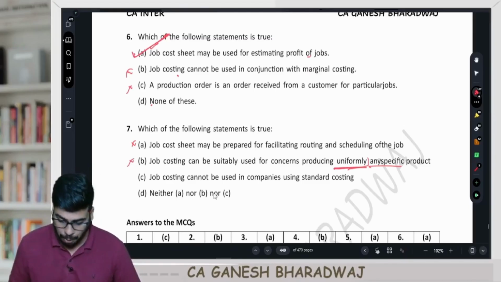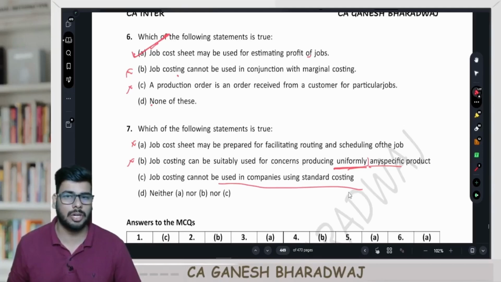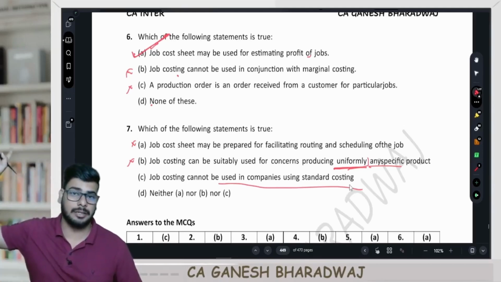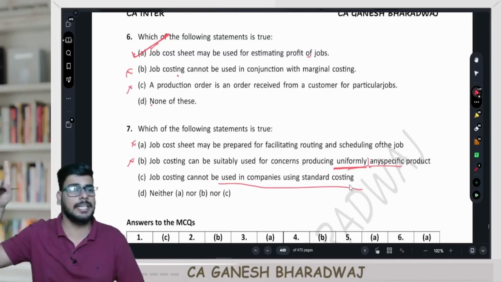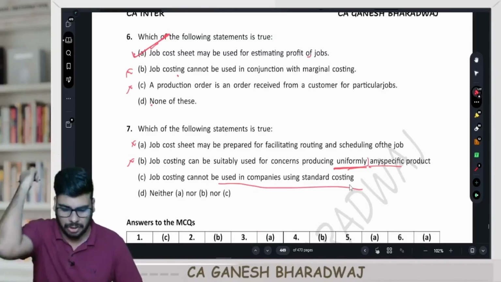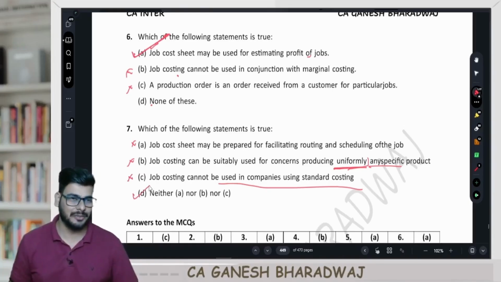Next, job costing cannot be used in companies using standard costing. Is it true or not? Standard costing is a technique. I told you, it is a technique of costing. Clear with this. That technique of costing can be applied anywhere across all sectors. This is also false. So what is the right answer? Neither A, B, C. Are you clear with this?